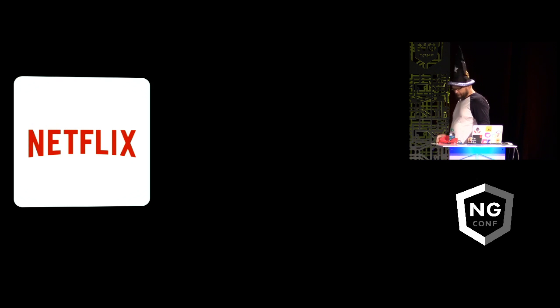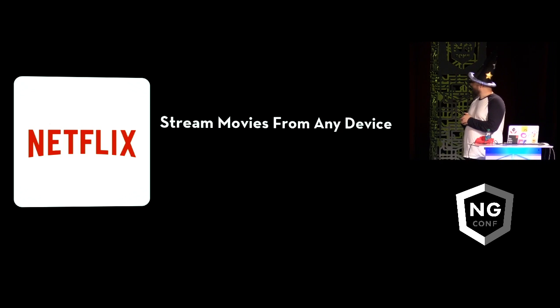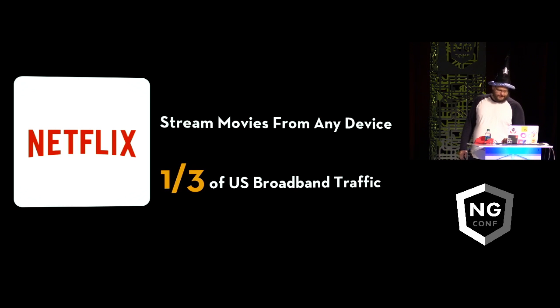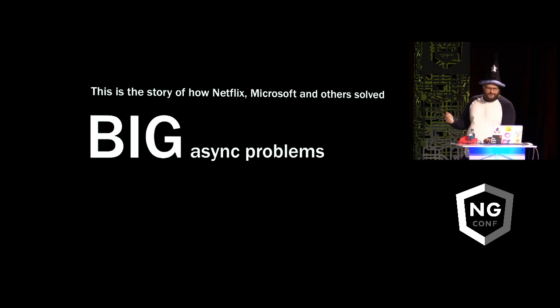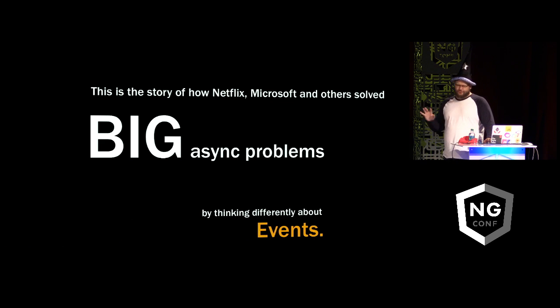Primarily what I want to talk about as well is people that are using it today. Netflix, obviously, their idea is that they want to stream movies and TV shows from any device. And currently they could be a third, they might be more, of the US broadband traffic right now. So how do you deal with something at that big a scale? Well, you have to think really, really differently. So this is the story of how Microsoft, Netflix, and others solved some really big async problems by thinking quite differently about how we think about events.